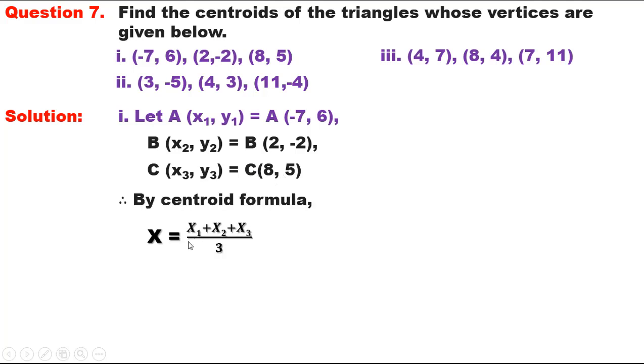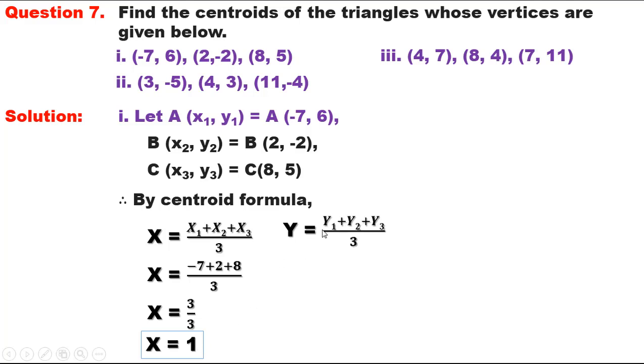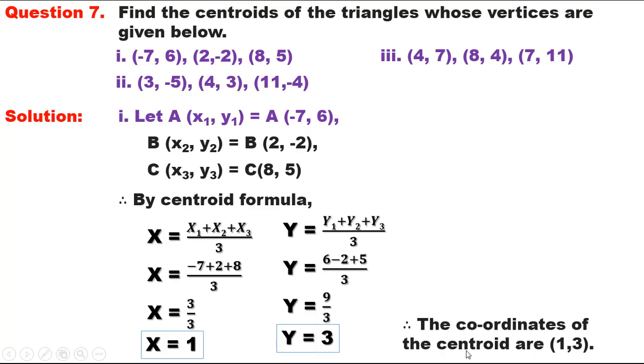By the centroid formula, x = (x1 + x2 + x3) divided by 3. Therefore x = (-7 + 2 + 8) divided by 3. x = 3 upon 3, x = 1. The y coordinate is y = (y1 + y2 + y3) divided by 3. Therefore y = (6 - 2 + 5) upon 3. Therefore y = 9 upon 3. y = 3. The coordinates of the centroid are (1, 3).